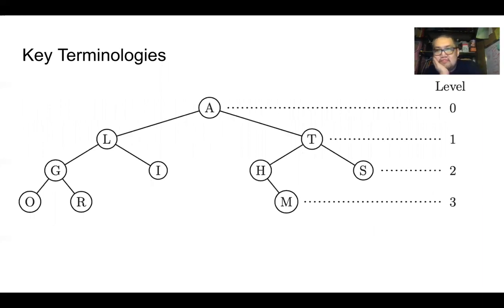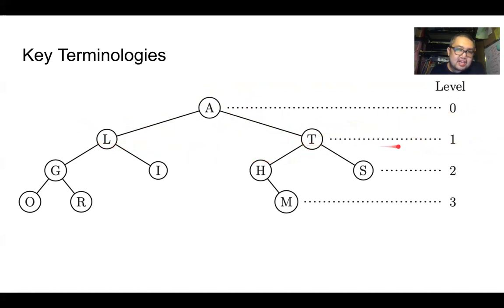So we will now look at some key terminologies that we will be using as we move along this lecture. I think one important terminology that we should always remember is the term root. The root is the node that is at the top of our binary tree, and then we also have the term level. The level of a node or a vertex is its distance from the root. So the root is obviously at level 0.